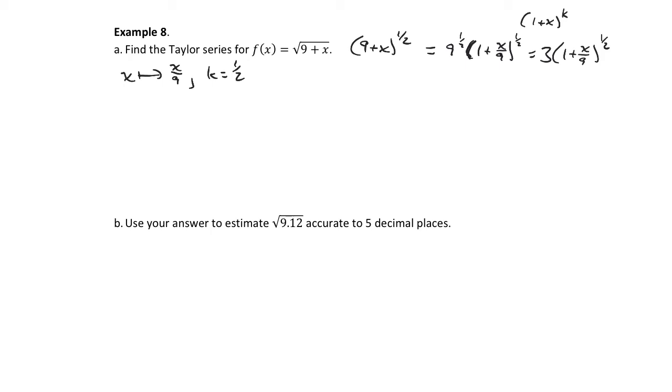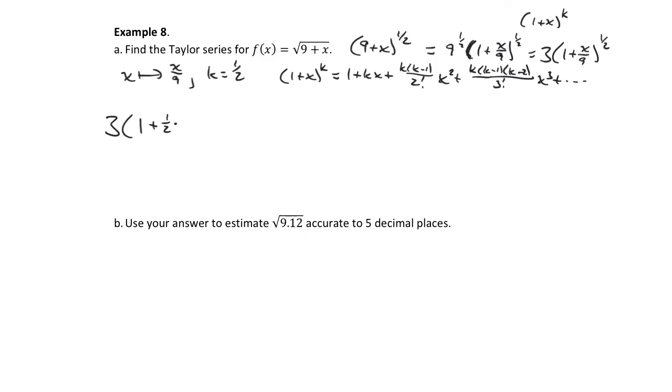Now we appeal to the formula for the binomial series, which says that (1 + x)^k is 1 + kx + k(k − 1)/2! x² + k(k − 1)(k − 2)/3! x³, and so forth. So for ours, we'll have this 3 that's dangling out front. So we've got the 3, and then it's 1 plus k, our value of k is 1/2, times x. Our x has been replaced by what? Our x has been replaced by x over 9.